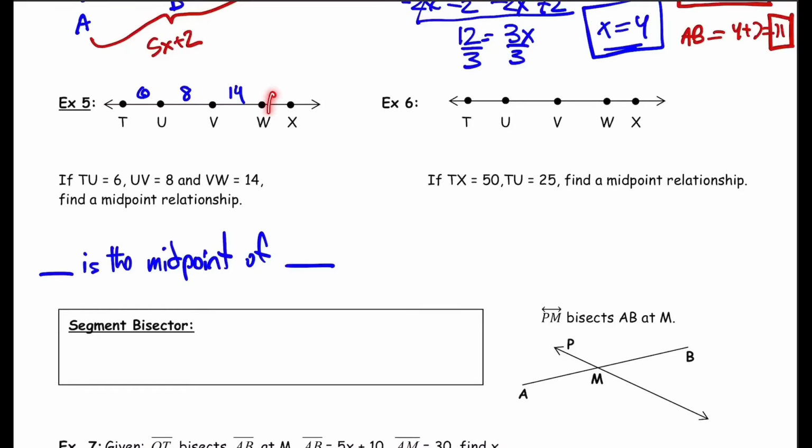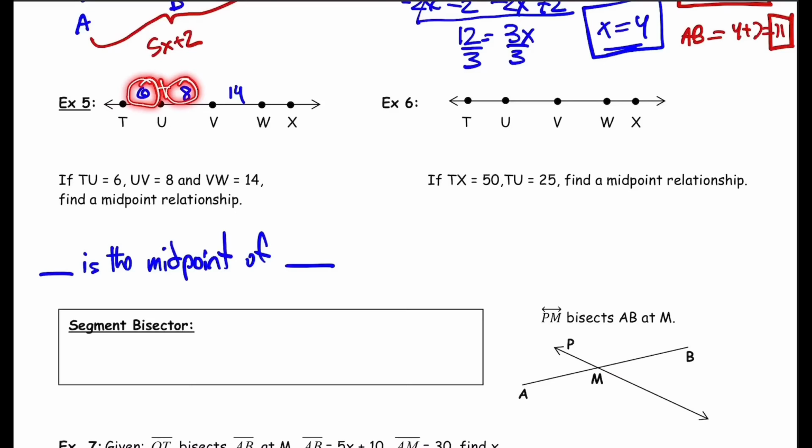So I don't know anything over here, so I'm not going to use this. Somehow I have to use these numbers to come up with two segments that are equal, right? That's what a midpoint tells us. We have two equal parts. Well, here's why I said we have to get creative.